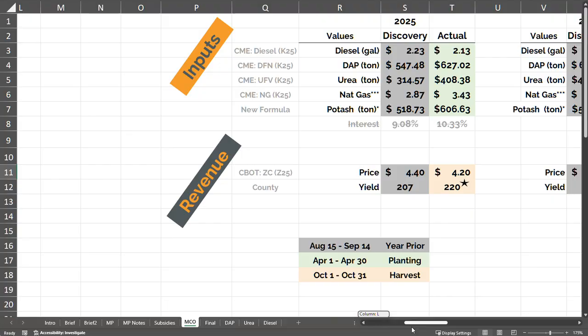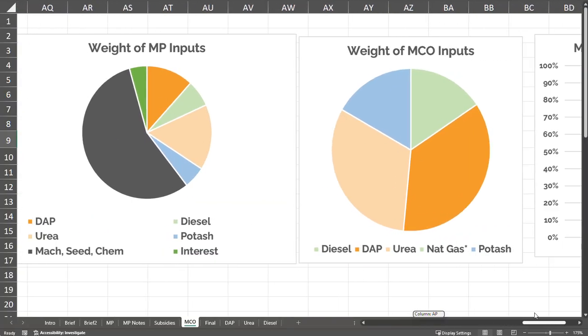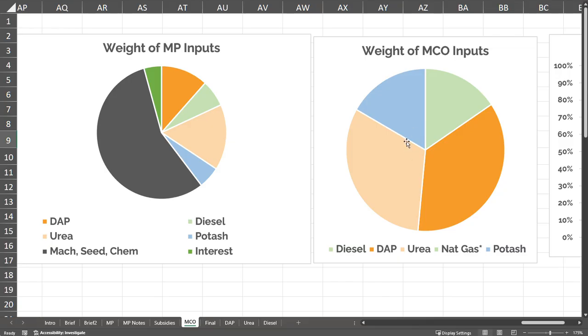So let's get into some MCO calculations. This will look really similar to the margin protection slide because they have a lot of similar variables. On the input side, you've got diesel, DAP, urea, and potash, just like we did before. They did add in nat gas as a variable for irrigated corn only. So this is the new variable that they're using to kind of incorporate some of those irrigation costs instead of diesel where it was before. They also got rid of interest. They also got rid of the machine, seed, and chemical line. So the result is that now we've got a much more representative pie that's moving along with the variables as they change from the fall to the spring.